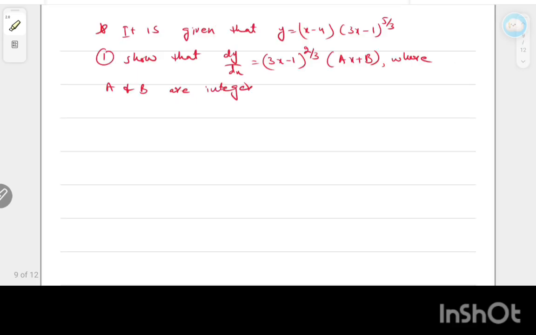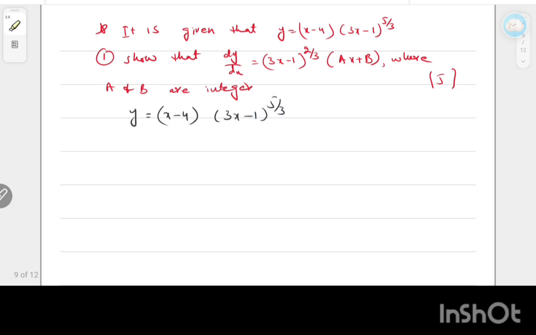Okay, dear student, we have a next question. This is an exam question, a 5 marks question paper. It is given that y equal to (x minus 4) times (3x minus 1) whole power 5 by 3. Show that dy by dx equals (3x minus 1) power 2 by 3 times (ax plus b), where a and b are integers.